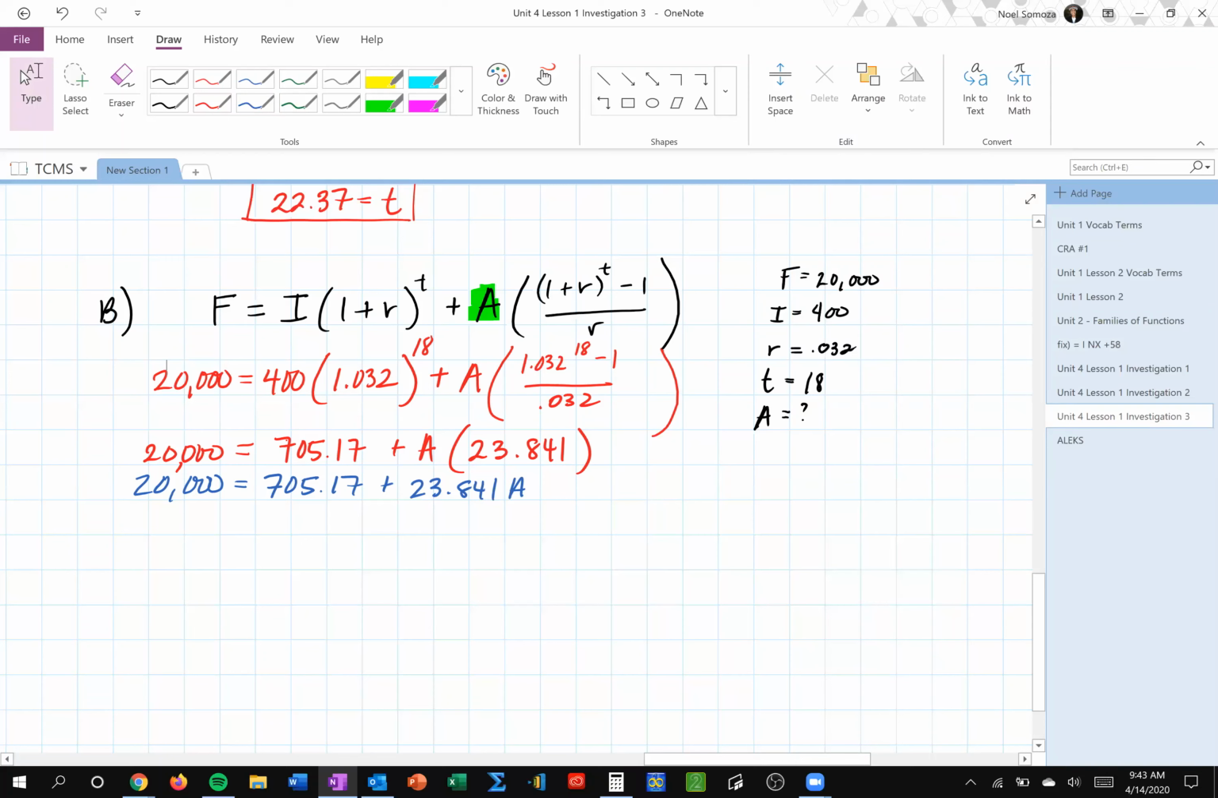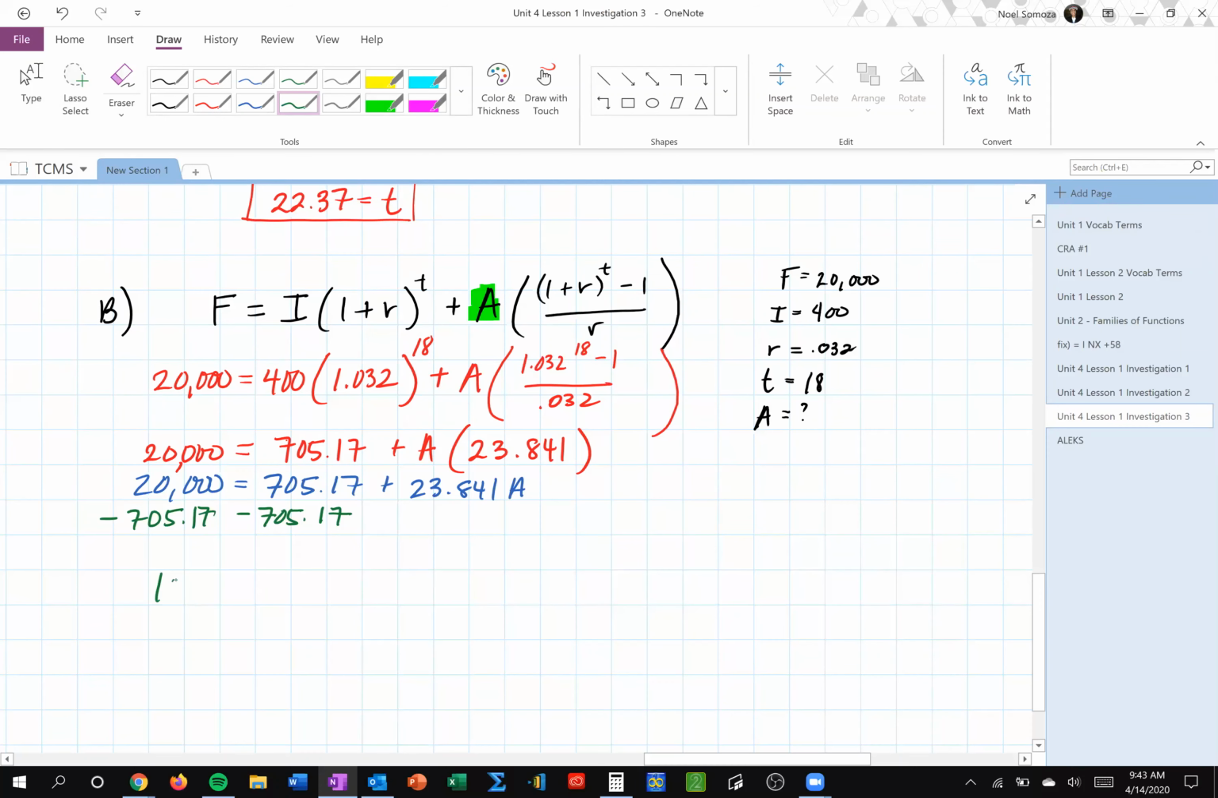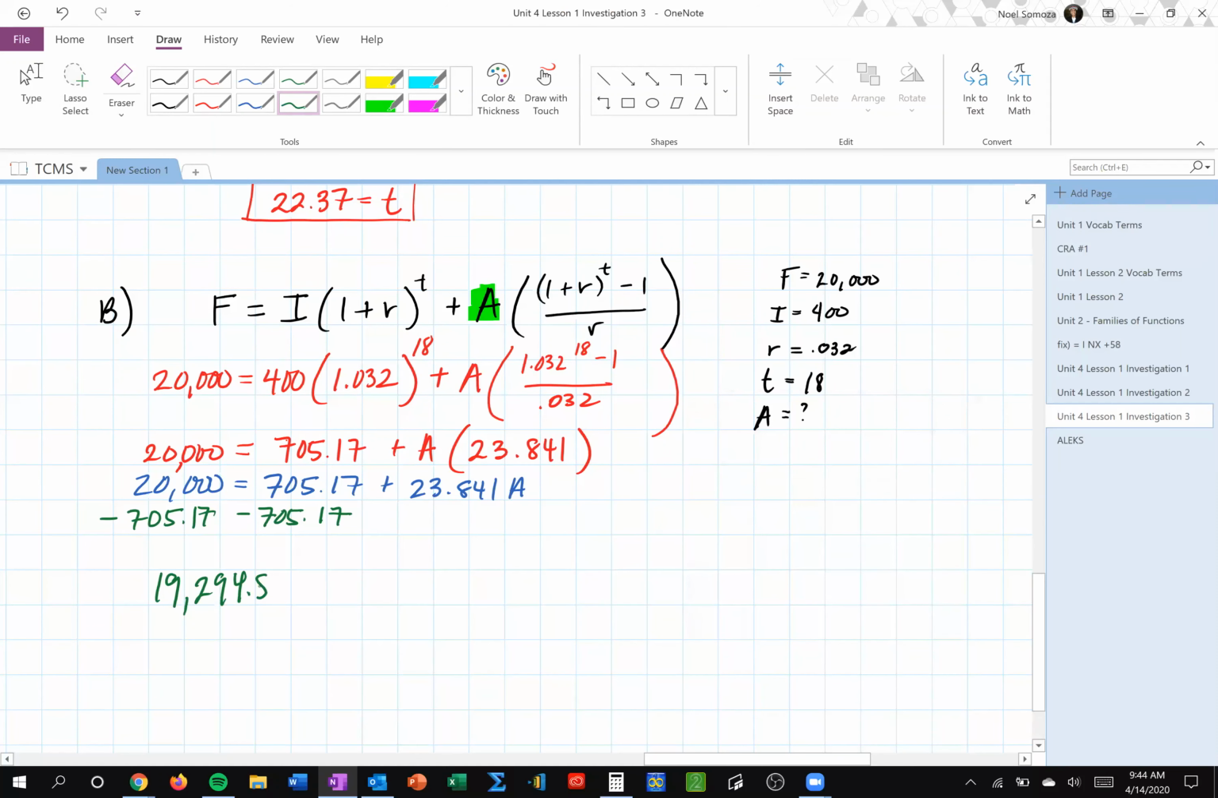All right, so from there, go ahead and subtract 705.17 from both sides. So 20,000 minus 705.17 is 19,294 with 83 cents. And that is equal to 23.841 times A. Okay, so if we want to get A by itself, no need for log, we just divide by 23.841.